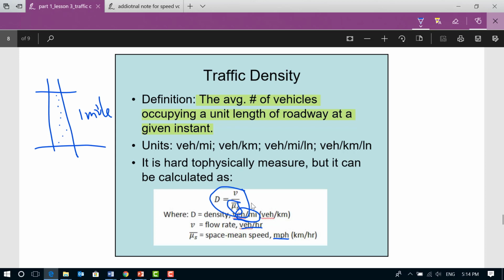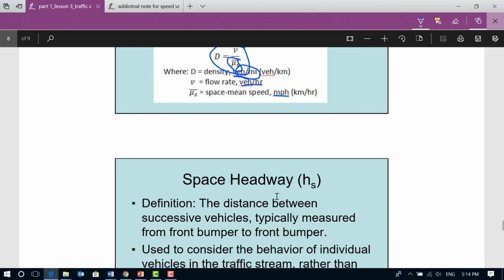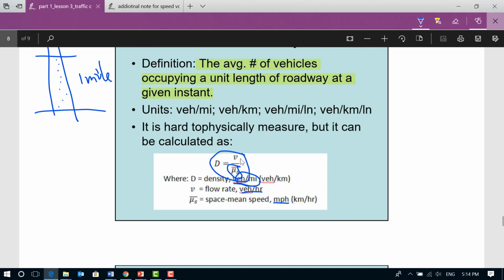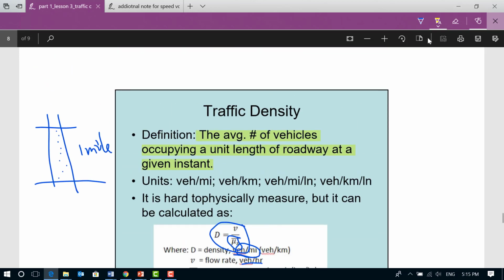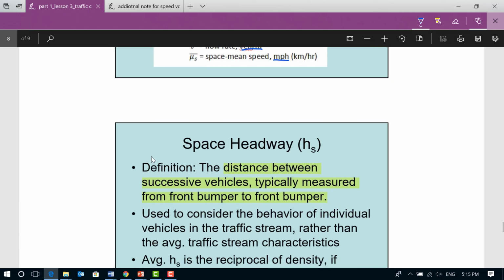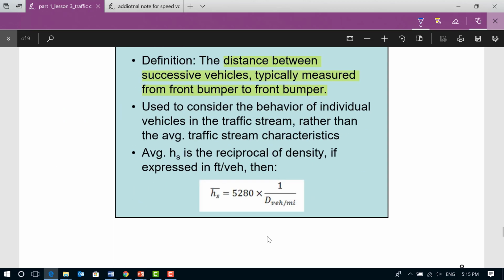You can use this relationship to calculate their density. So that's why we don't need the density measuring devices. Based on the definition of density, let's see how we can calculate the distance between successive vehicles. For example, what is the successive vehicle distance in between? In this case, we need to use this relationship.